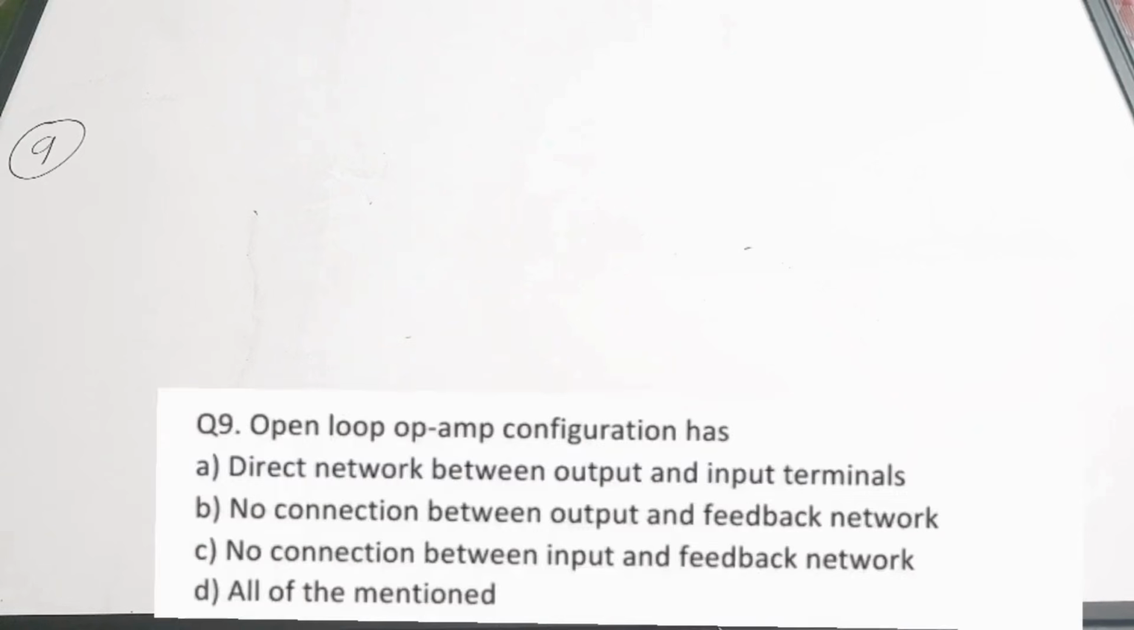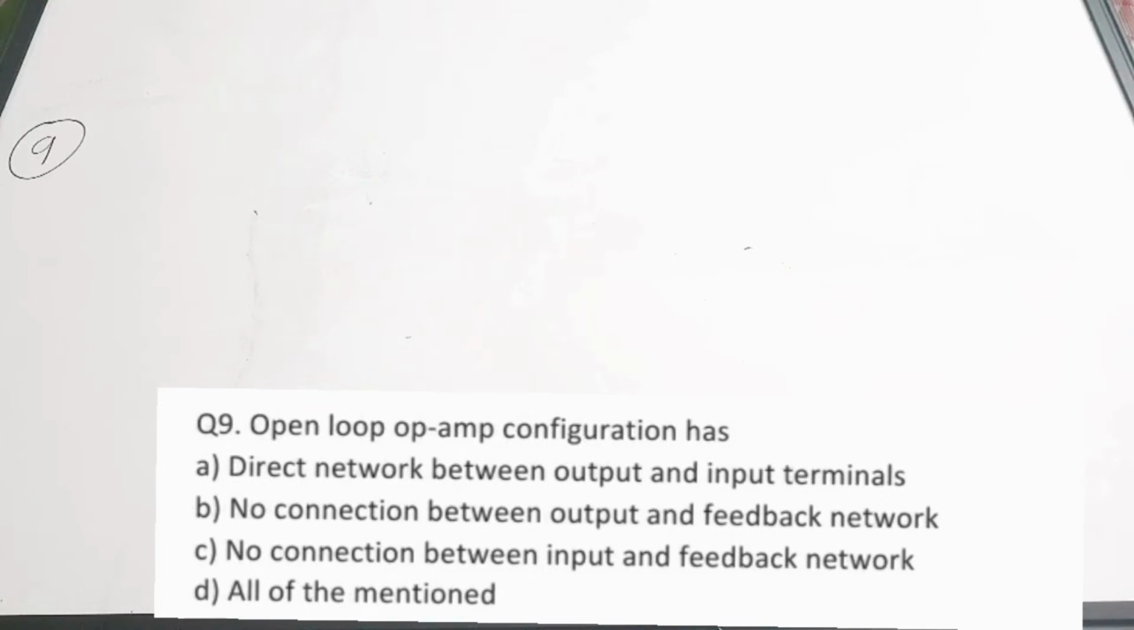The ninth question is, open loop op-amp configuration has dash. A, direct network between output and input terminals. B, no connection between output and feedback network. C, no connection between input and feedback network. D, all of the mentioned.